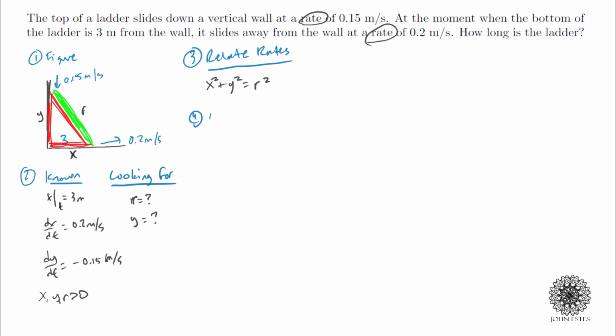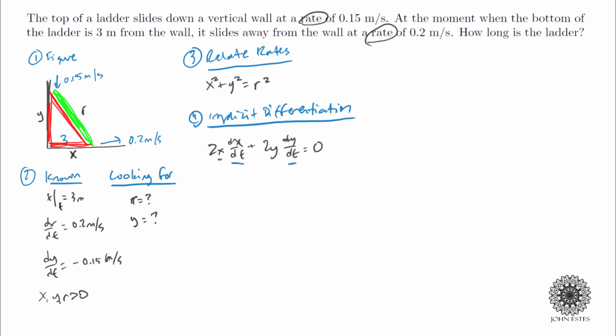And then part 4, I need to use implicit differentiation to get these rates of change into my equation. Alright, so here when I take the derivative of x squared plus y squared equals r squared, I get 2x dx/dt plus 2y dy/dt equals the derivative of a constant, r squared, which is 0. Okay, so now if you think for a moment, I know x, I know dx/dt, and I know dy/dt. That means I can solve this equation for y.